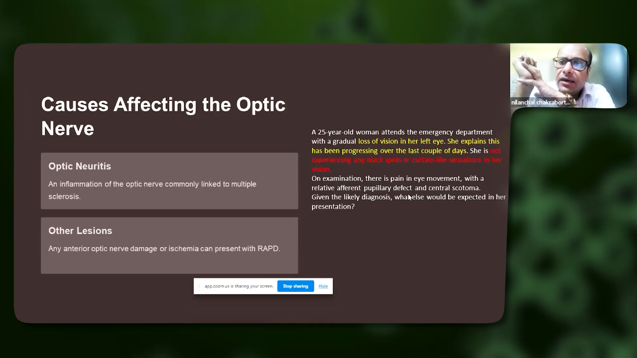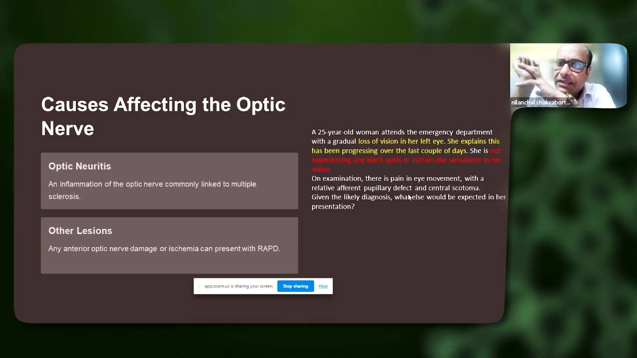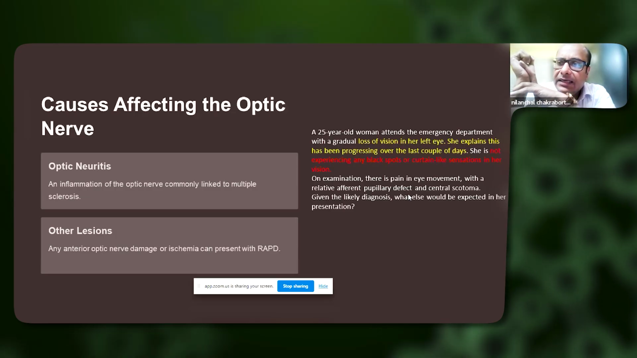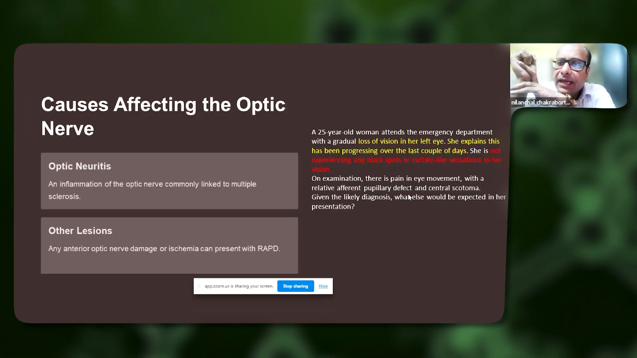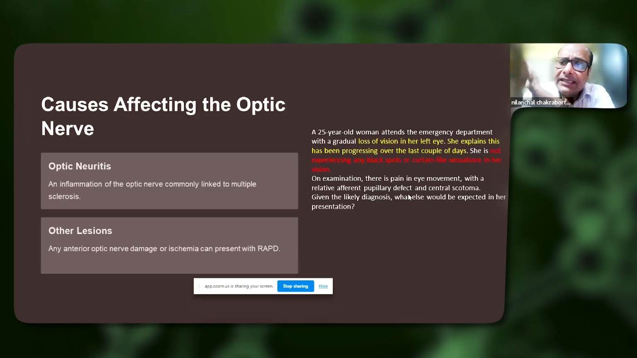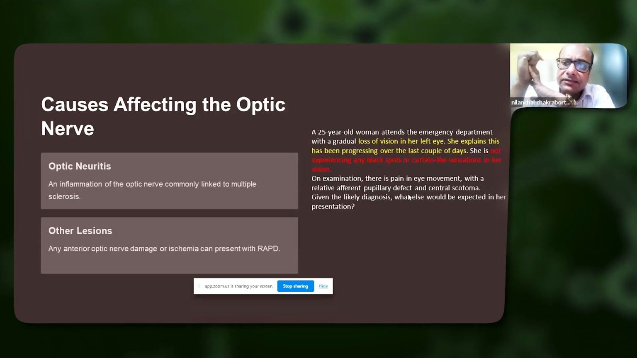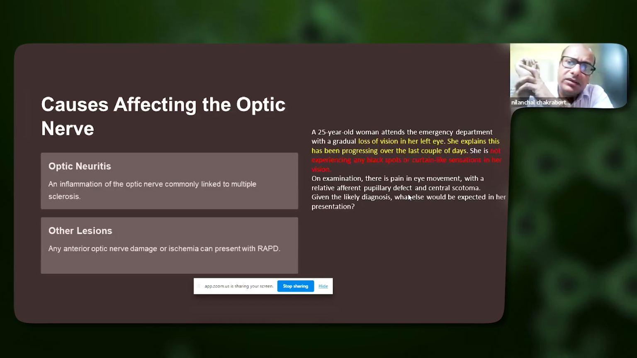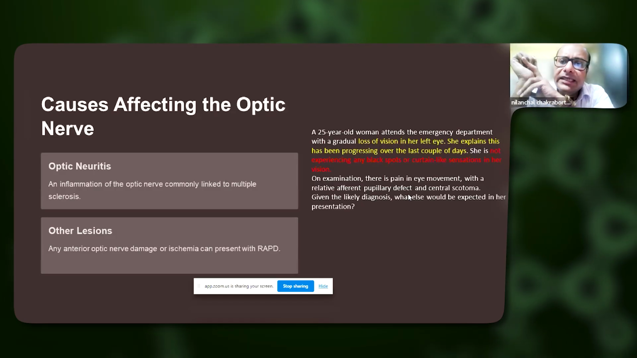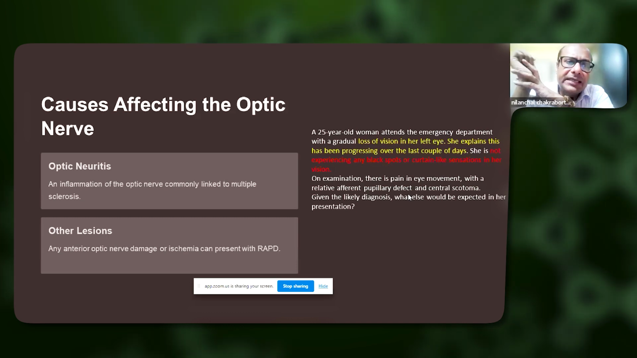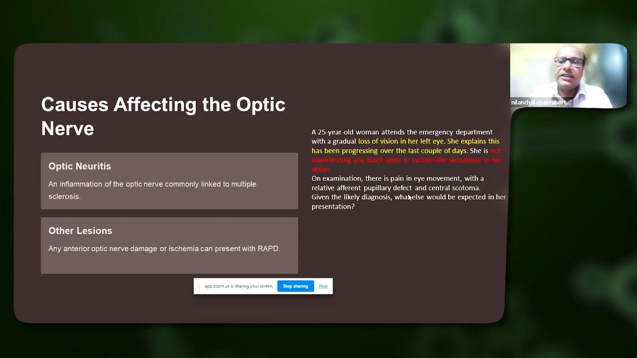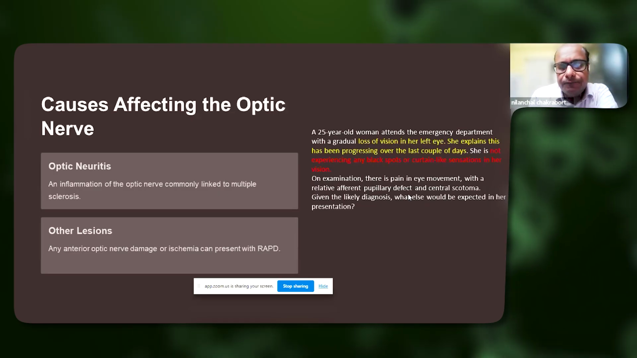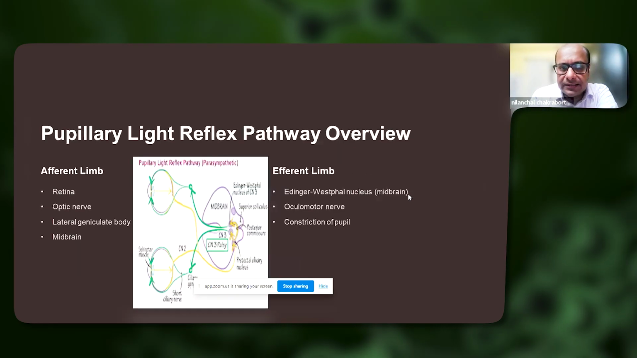A 25-year-old woman attends emergency with a gradual loss of vision, so it's a progressive process, happening over 2 days, and some curtain-like sensation is happening in her vision. On examination, there is pain in the eye movement, which is the most important sign of inflammation, with a relative afferent pupillary defect. So usually the optic nerve, the afferent pathway of the vision, is affected. So there is a clear sign that this patient has inflammation of the optic nerve, which is optic neuritis.